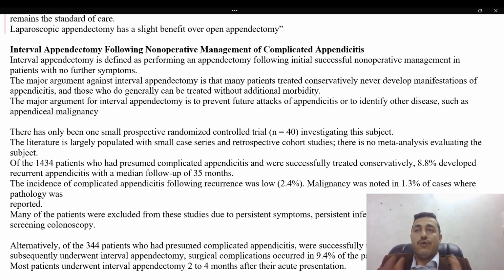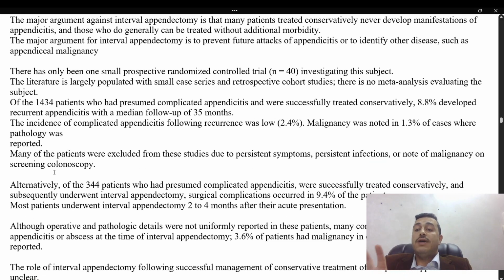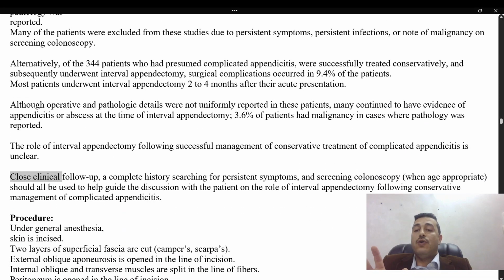The best approach is to do the following. You proceed with conservative management in a patient with complicated contained appendicitis. Then proceed to investigations: close clinical follow-up, full history, signs, symptoms, colonoscopy. All these should be done rather than interval appendectomy. Please note, in children, no conservative treatment. In children, we advise early appendectomy.